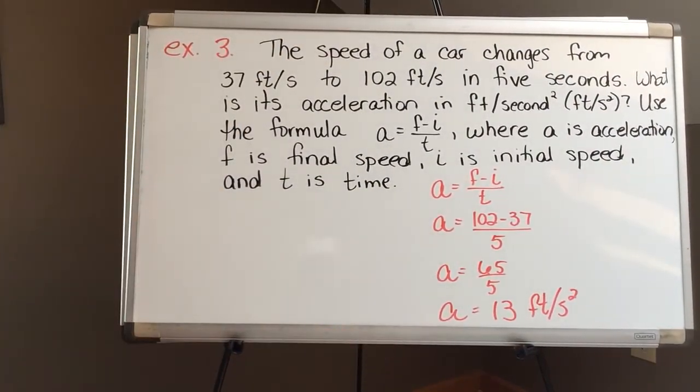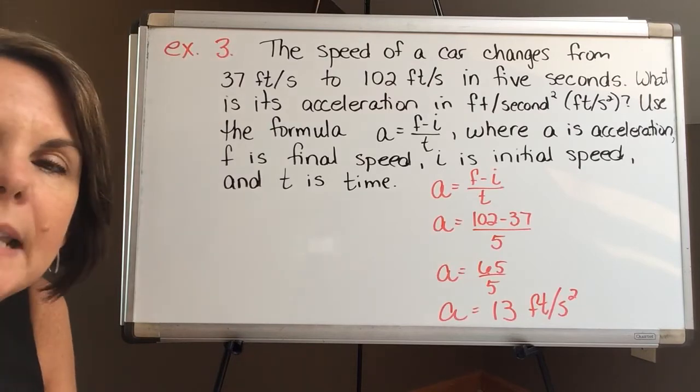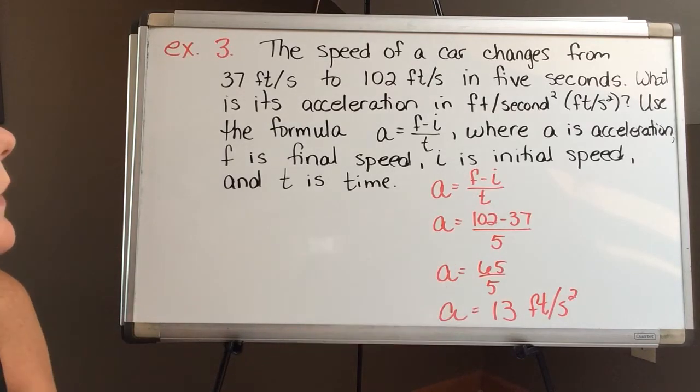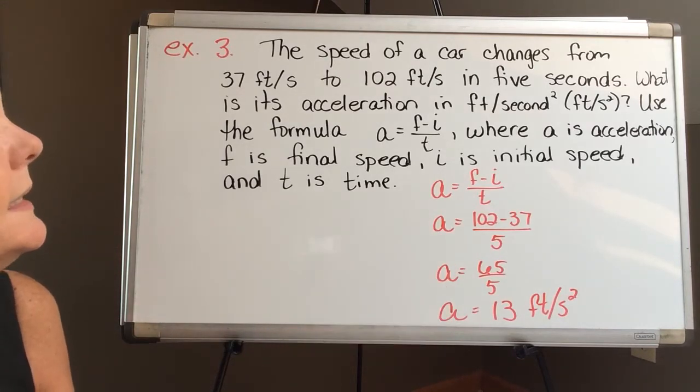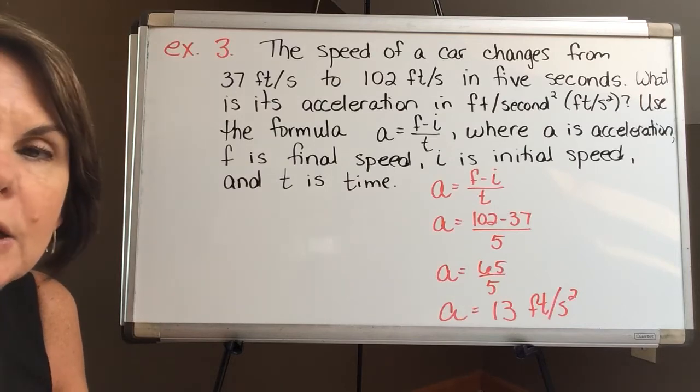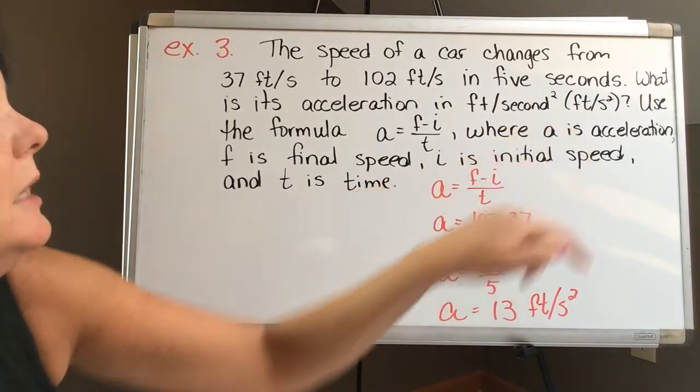All right, look at example 3. The speed of a car changes from 37 feet per second to 102 feet per second in 5 seconds. Your speed is getting faster on the car. What is its acceleration in feet per second squared? That's the abbreviation, feet per second squared.